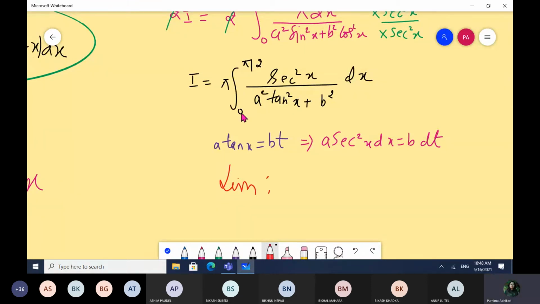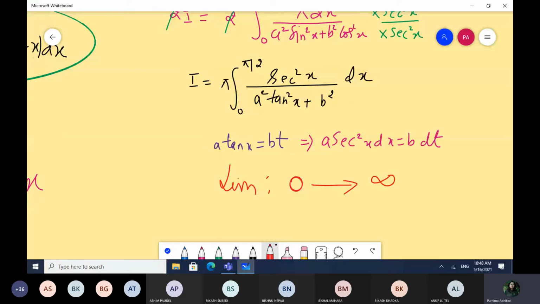Your first lower limit is 0. Put 0 here. What is tan 0? 0. So your t comes out to be 0. Your lower limit is 0. So what is your upper limit? Your limit changes from 0 to infinity. Infinity, isn't it? tan pi by 2 is infinity. So your t also becomes infinity. So the upper limit becomes infinity.